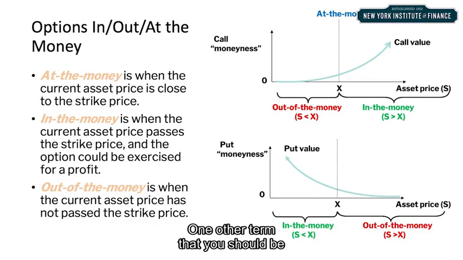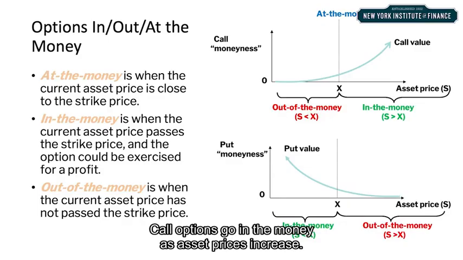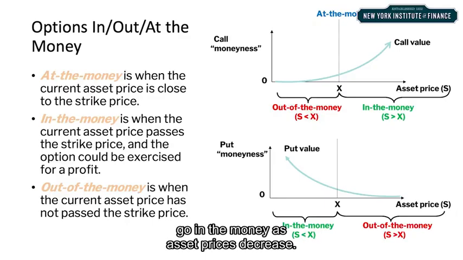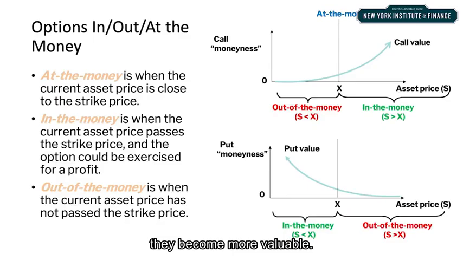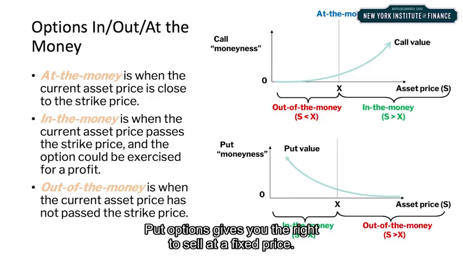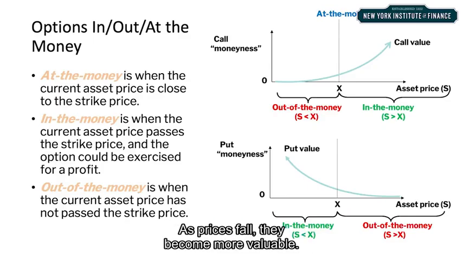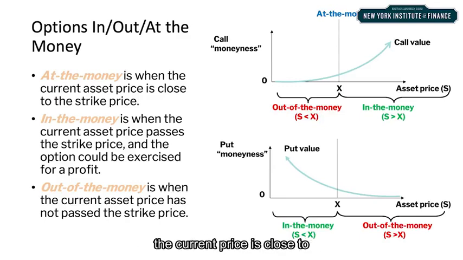One other term that you should be aware of is option moneyness. Options could be either in, out of, or at the money. Call options go in the money as asset prices increase. Put options, on the other hand, go in the money as asset prices decrease. This should make sense as call options let you buy at a fixed price, so as prices rise, they become more valuable. Put options give you the right to sell at a fixed price, so as prices fall, they become more valuable. At the money options are when the current price is close to the strike price of the option.